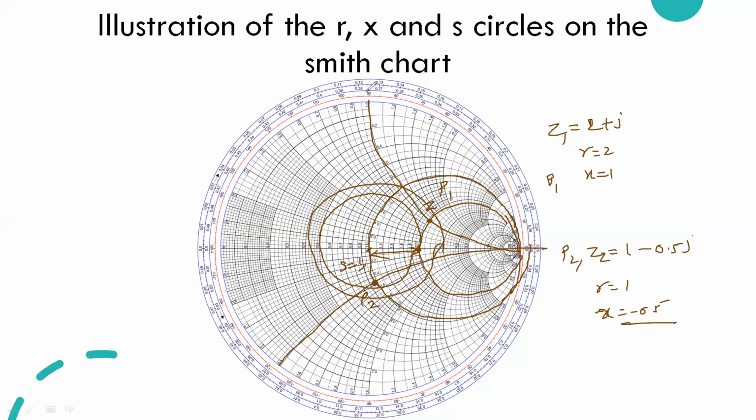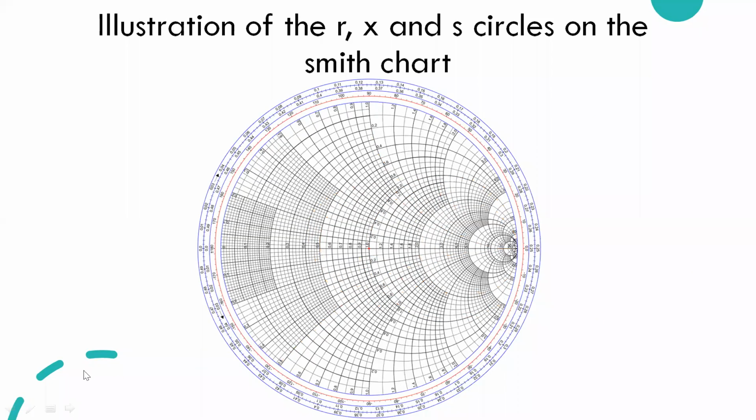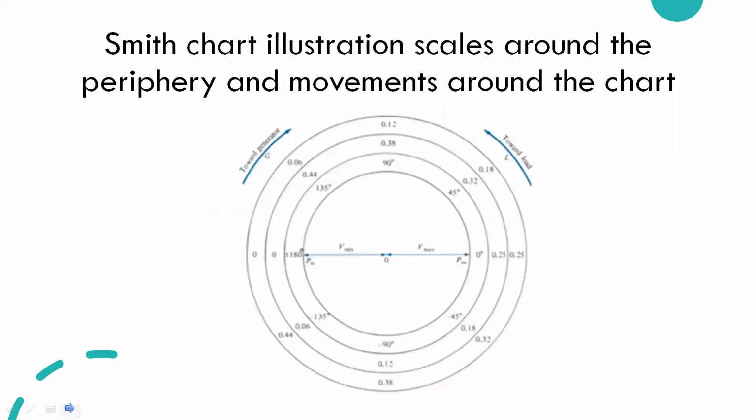Okay, so that's it. In this session, we have seen the Smith chart introduction with respect to normalized impedance consideration. In the next sessions, we will see a problem with respect to the Smith chart.